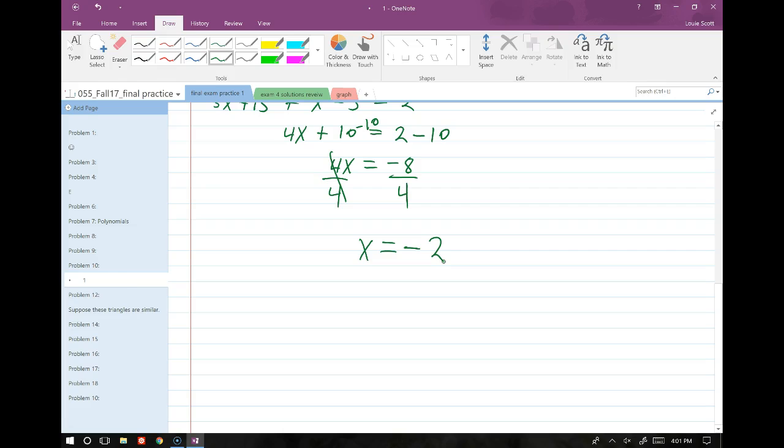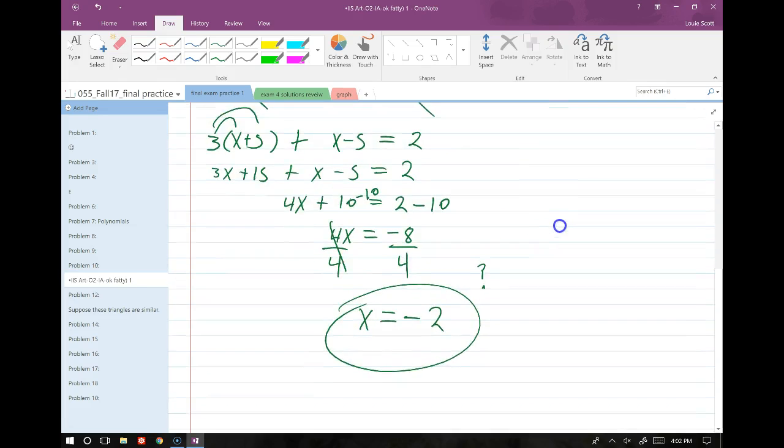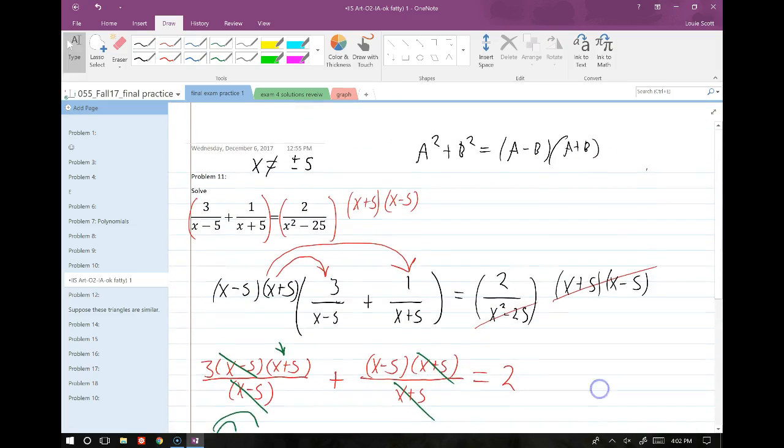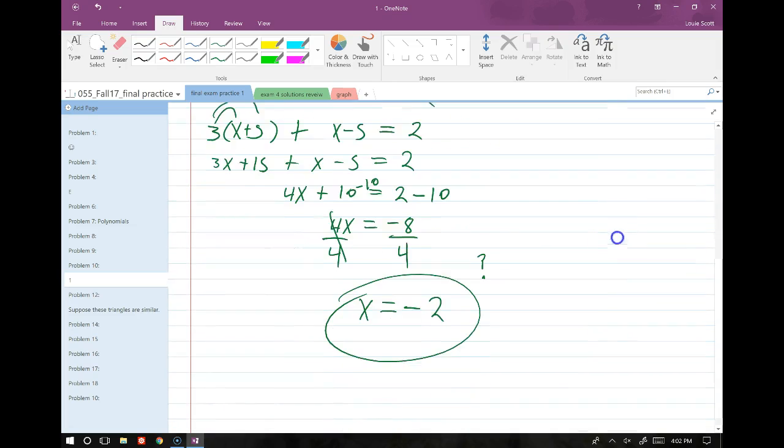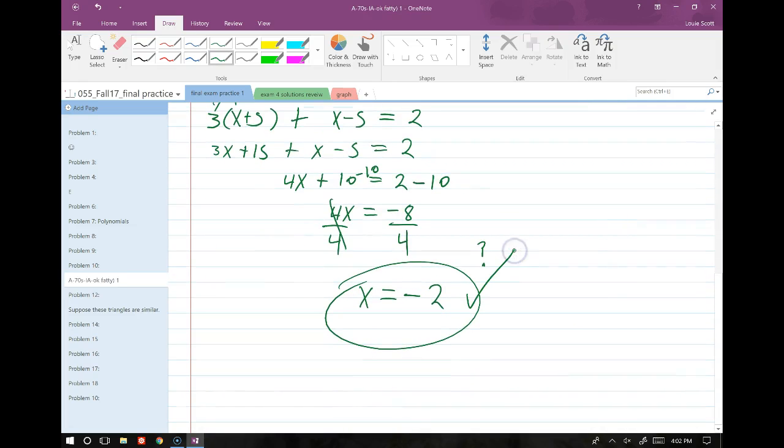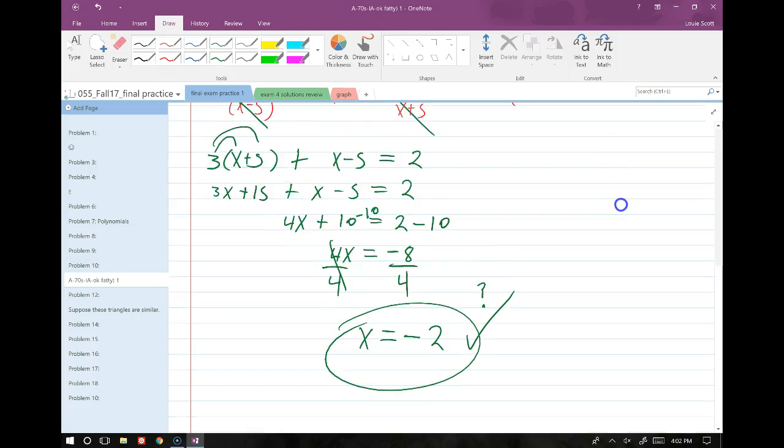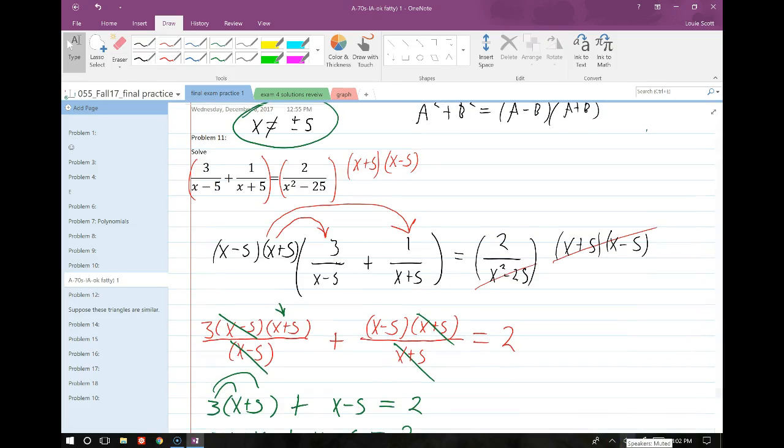So now I say this might be a solution. Let me circle it and put a little question mark here and go up and see if this was a restricted value. X cannot equal plus or minus 5. That's not 2. So yes, this is a solution. If you want to check your answer on a problem like this, you just enter negative 2 for each instance of x in the original formula and make sure it turns out true.